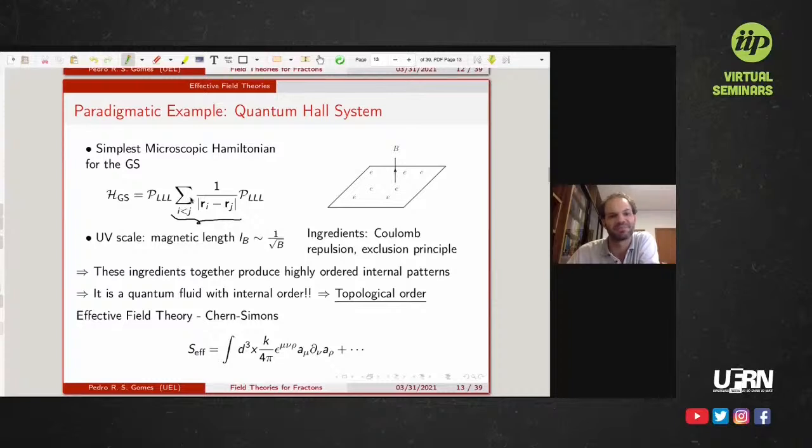So essentially, we cannot proceed analytically, and we have to consider a bottom-up approach, and write down directly the effective field theory based on symmetries and dimensional analysis, and so on. And in this case, it is given in terms of a Chern-Simons theory. I will discuss more about Chern-Simons theory, but before that, I think it's useful here to note that these ingredients together produce highly ordered internal patterns, and essentially the system behaves like a quantum fluid with internal order. So this is an example of topological order.